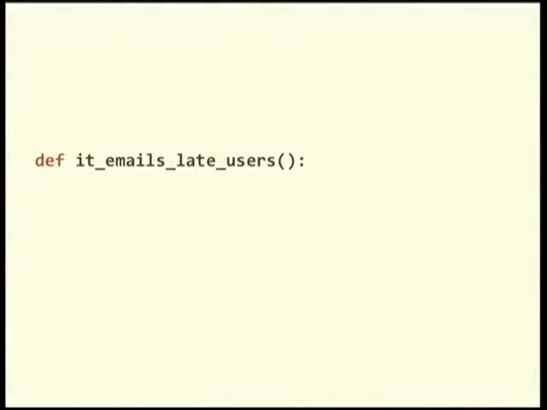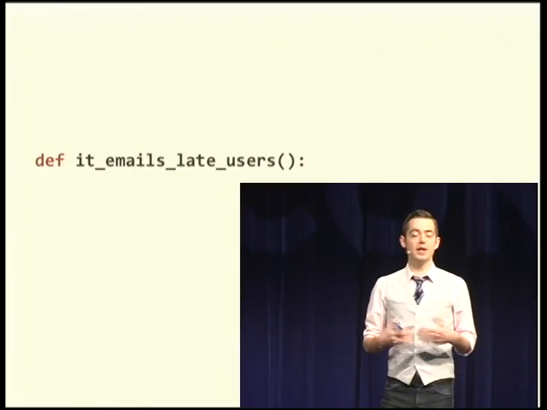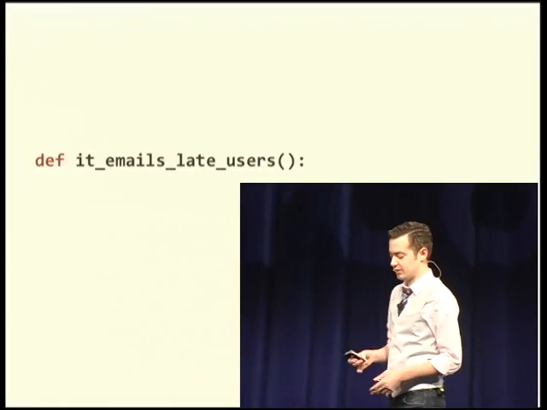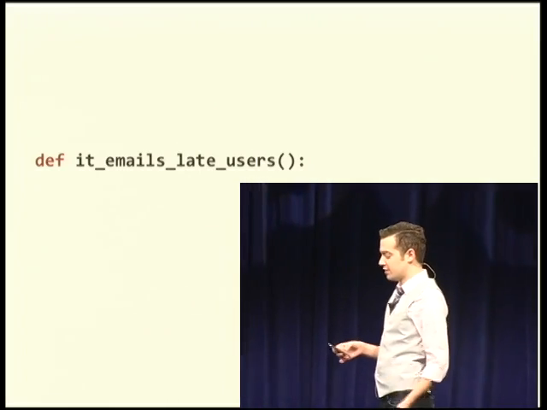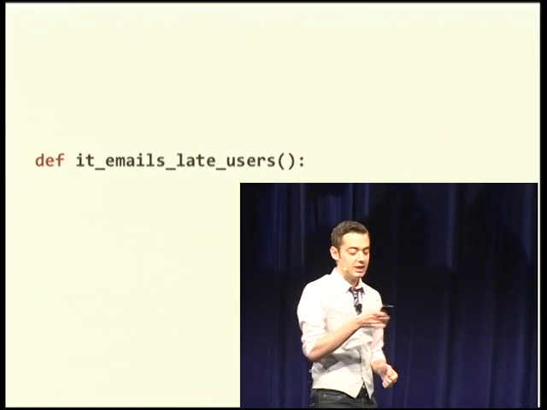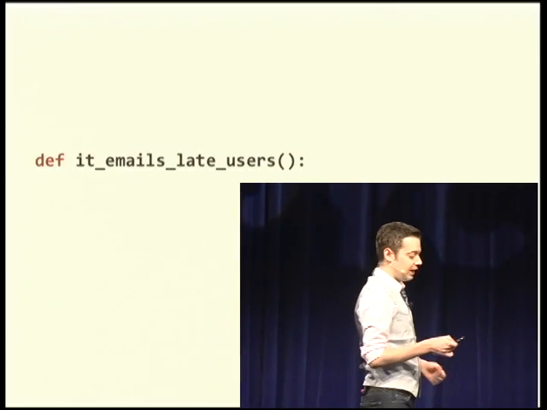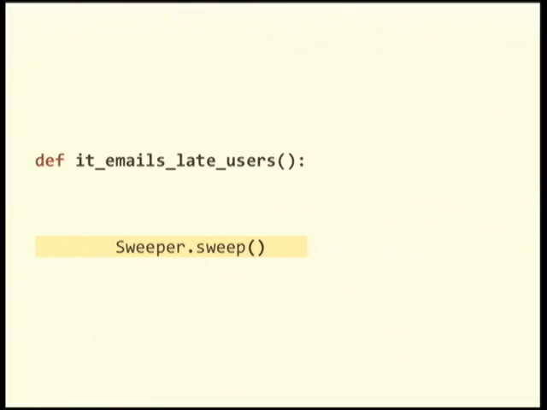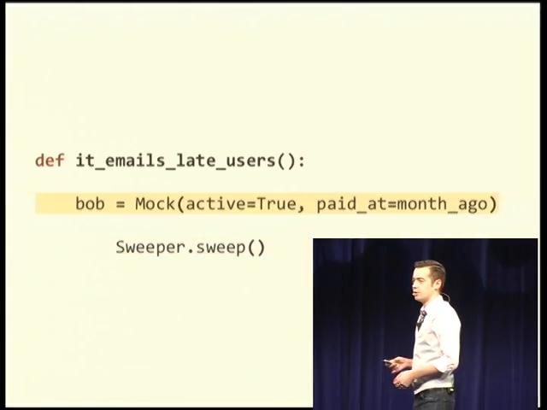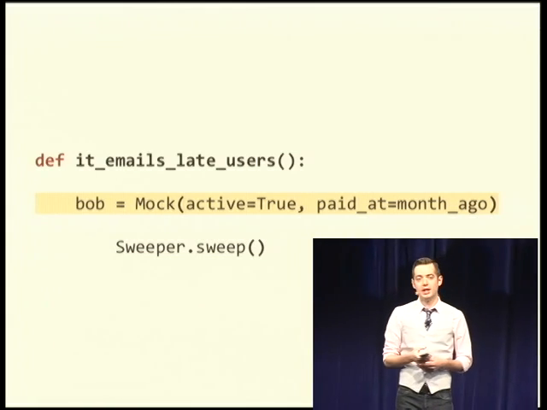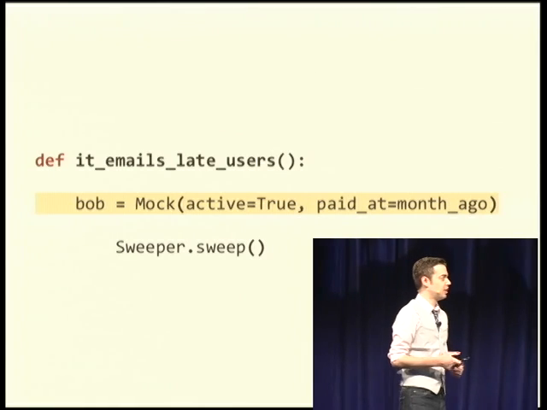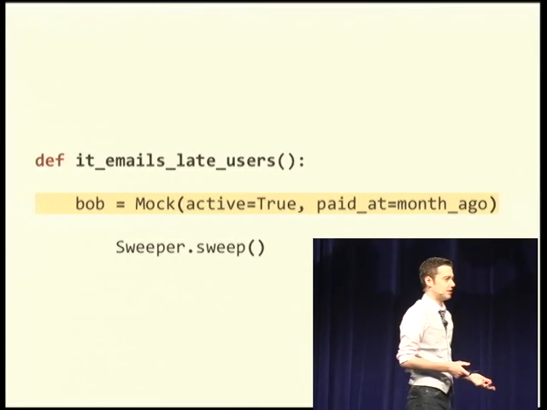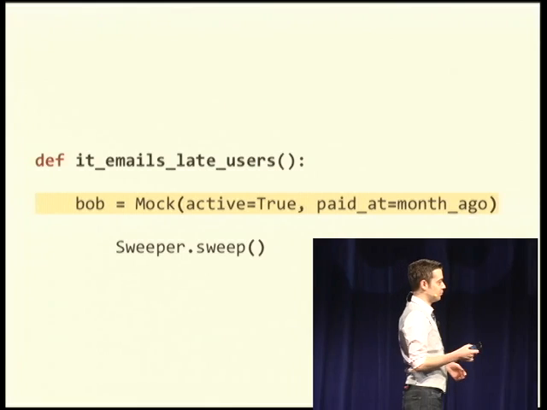Suppose we want to test a system that has recurring billing, and when a user's credit card fails to be charged, we want to email him and tell him that something is wrong. So we're going to write a test that says it emails late users, and we're eventually going to invoke a class called sweeper, and the sweeper sweeps up all the late users and yells at them. Of course, we need a user to yell at, so we're going to make a Bob. He is going to be a mock object, not a real user, because I want to isolate the sweeper for this test. I want to only execute code inside the sweeper.